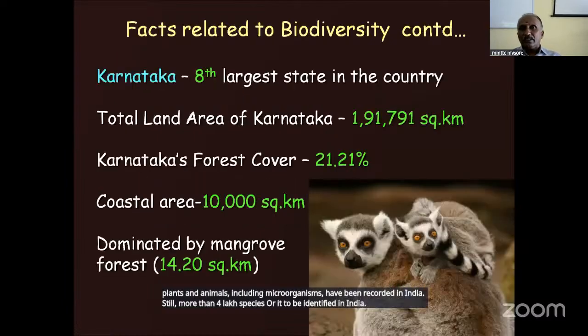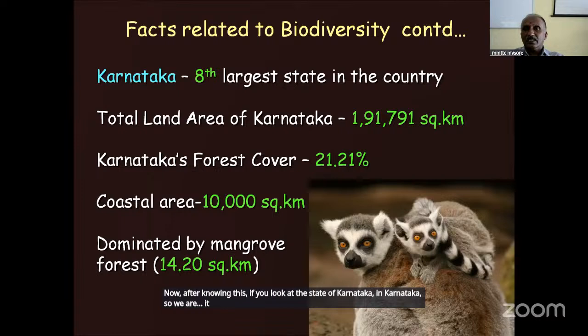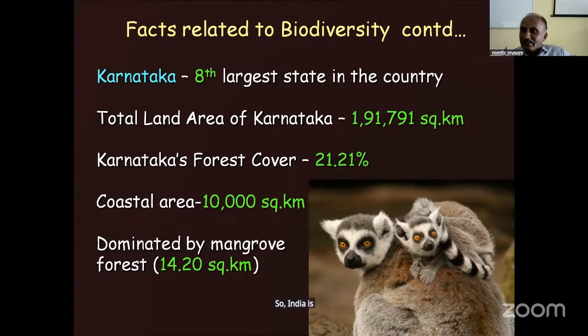Now, after knowing this, if you look at the state of Karnataka, it is the 8th largest state in the country. And we know the area of the state. In Karnataka, we have just 21.21% forest cover as against 33%. So Karnataka is still lacking in forest cover.